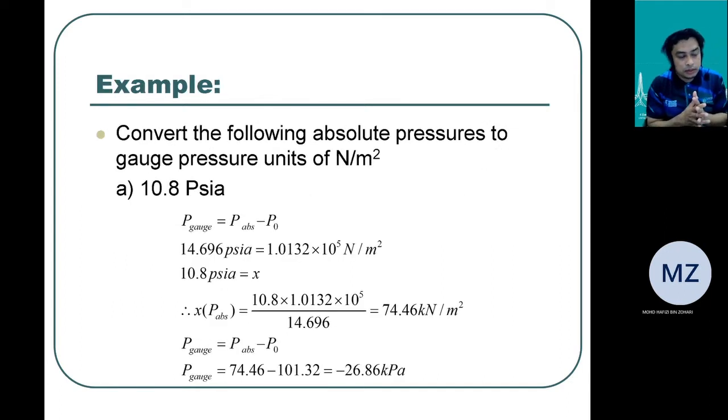All right, so I have a lot of examples in the slide for conversion. Like I said, there are a lot of special apps. If you Google, you can easily find online conversion for pressure, and not only for pressure, but also for other physical parameters.